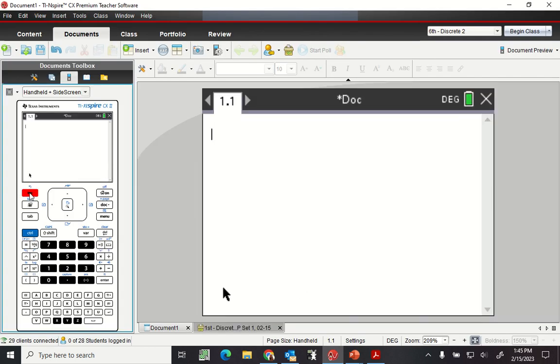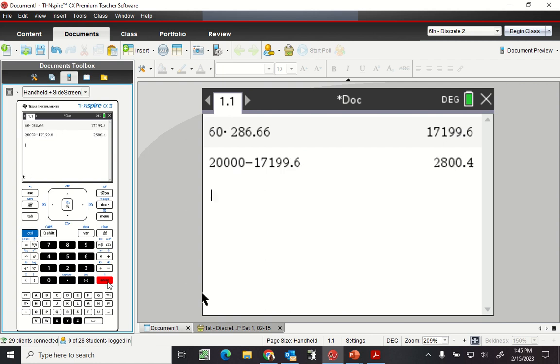So on the math, I will show you up here now. I'm going to hit escape. So I figured it was 60 times 286.66, right? That gave me that number. And then I took my 20,000 and I subtract this amount, which is my deposits, and I get 2,846. Did you write that down? Or did you zone out and not write it down? Okay, good.